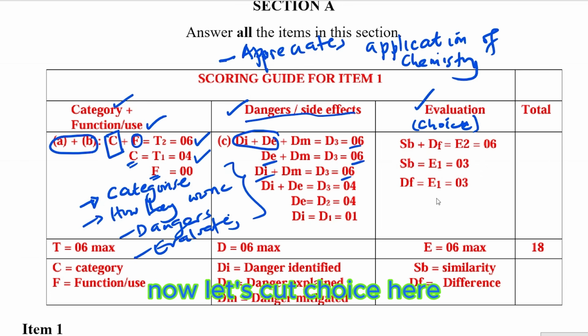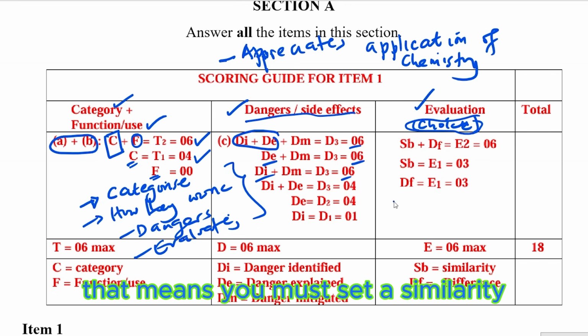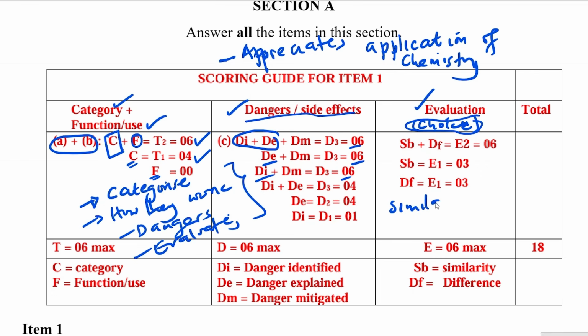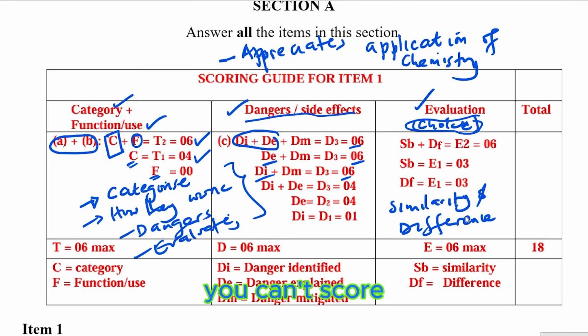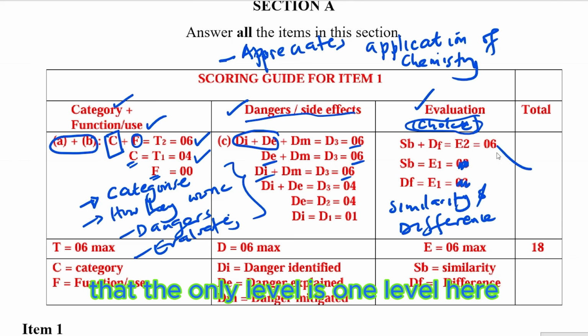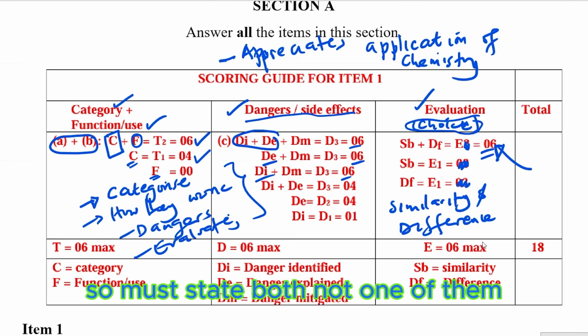Now let's look at choice here. Under choice, a learner is expected to make a choice or evaluate. That means you must state a similarity and a difference. But remember that if you fail to state one of them, you can't score. This was just an oversight, that the only level is one level here, where a learner takes 6 scores. So you must state both, not one of them.